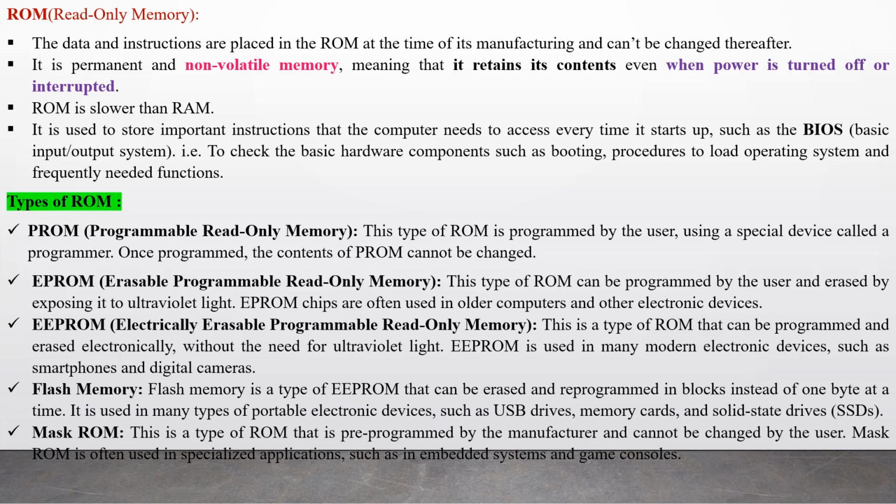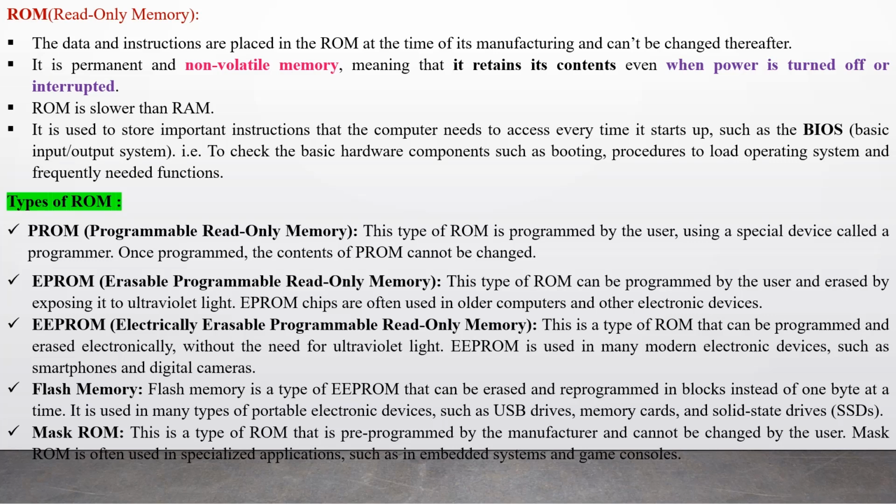It is used to store important instructions that the computer needs to access every time it starts up, such as the BIOS, Basic Input-Output System. That is, to check the basic hardware components, such as booting, procedures to load the operating system, and frequently needed functions. There are several types of ROM.